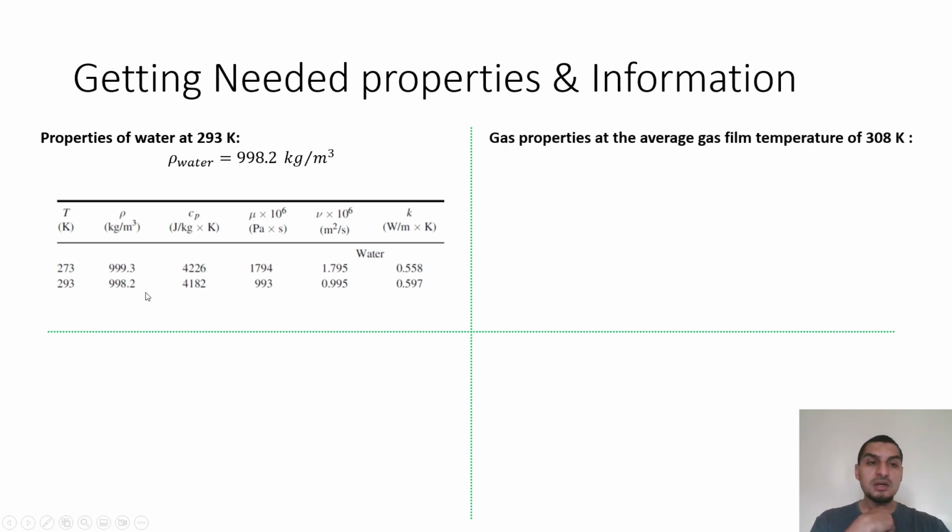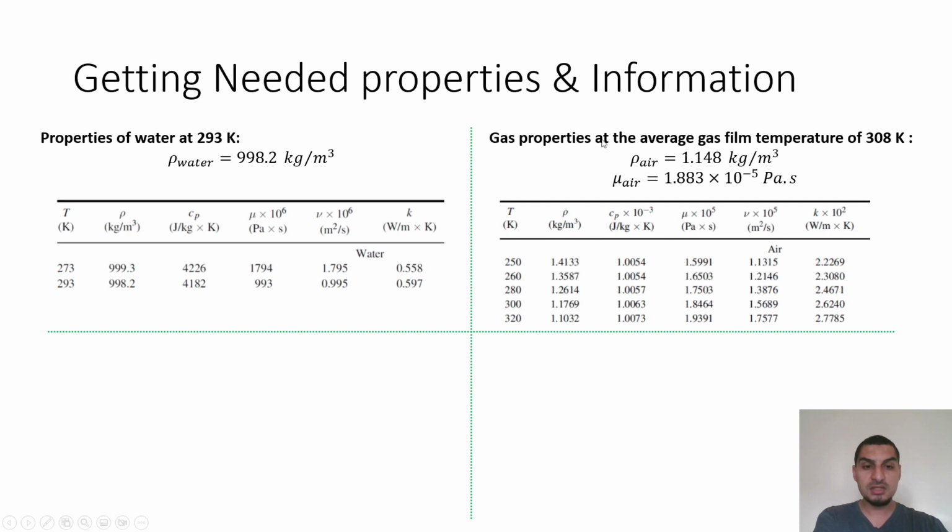For the air, we will get the properties at the average film temperature, which are the density and the viscosity of air. Let's see here that I have 308, I have 300 and 320, so it's going to be something in between these two values. So I will get the value by linear interpolation, to get the density of air and the viscosity of air. So now I have the physical properties.